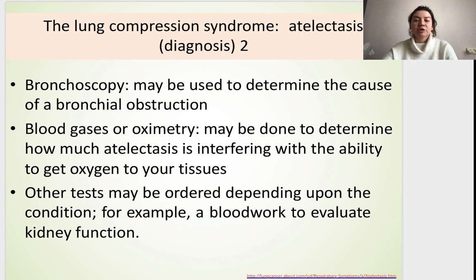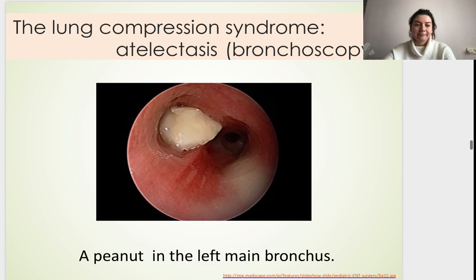Bronchoscopy may be used to determine the cause of a bronchial obstruction. Blood gases or oximetry may be done to determine how much atelectasis is interfering with the ability to get oxygen to your tissues. Other tests may be ordered depending upon the condition, for example, blood work to evaluate kidney function. Here is an example of bronchoscopy, and here you see a peanut in the left main bronchus of a child.